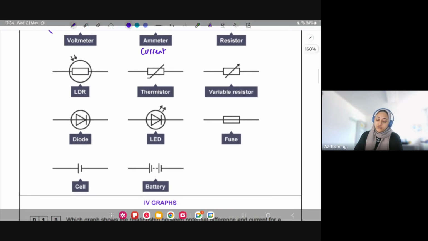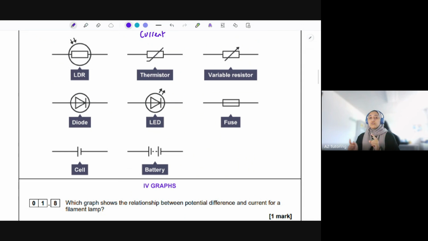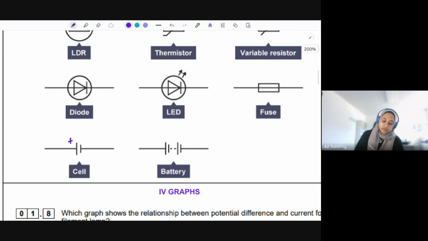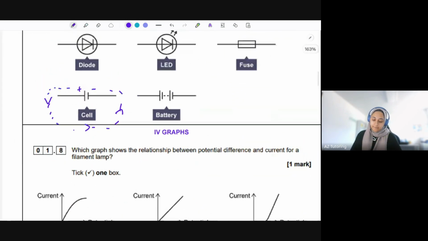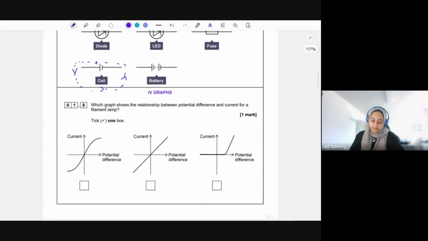Now remember, with the battery and the cell, your current always goes from positive to negative, and the positive part of the cell or battery is always the longer line. And that's the direction the current will be going in. It goes positive to negative. So I'll just keep that there. And then battery then as well.